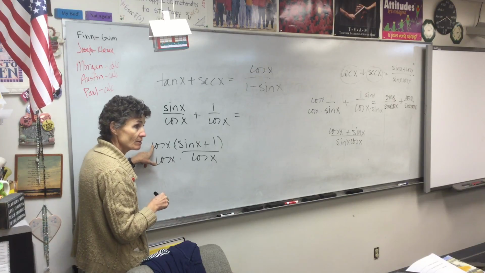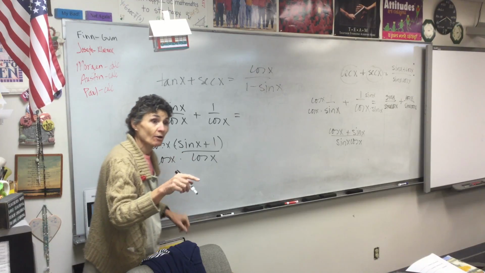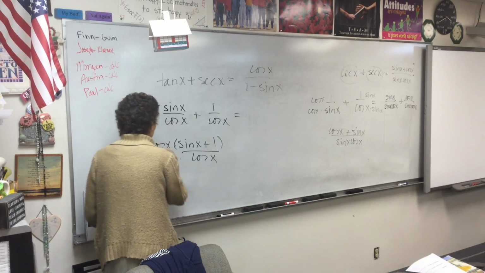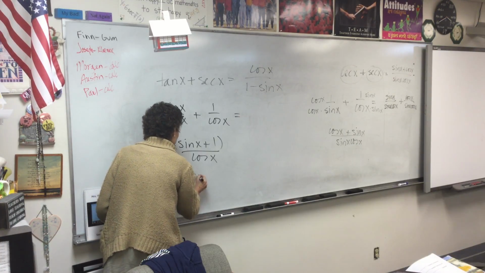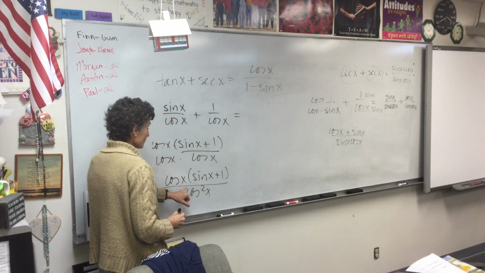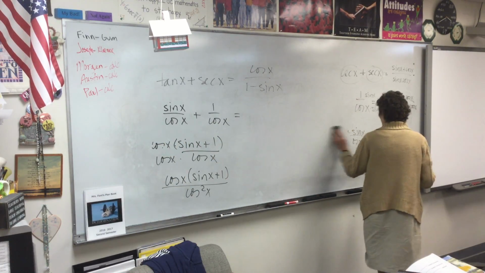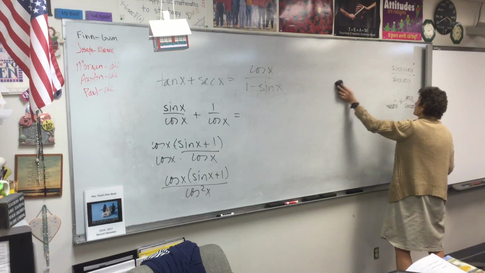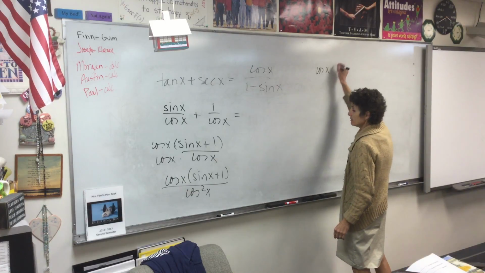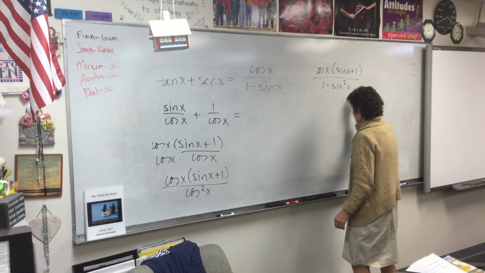Now I have a cosine in the top. What do I have in the bottom? Cosine squared, which can be written as 1 minus sine squared. So I have cosine, sine plus cosine, over cosine squared. That cosine squared needs to become a sine, so I will rewrite it as 1 minus sine squared. So I have cosine, sine plus 1, over 1 minus sine squared.